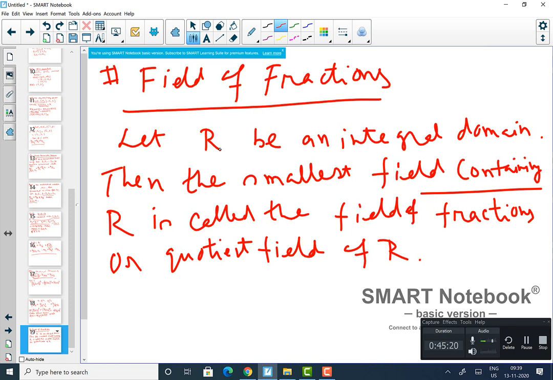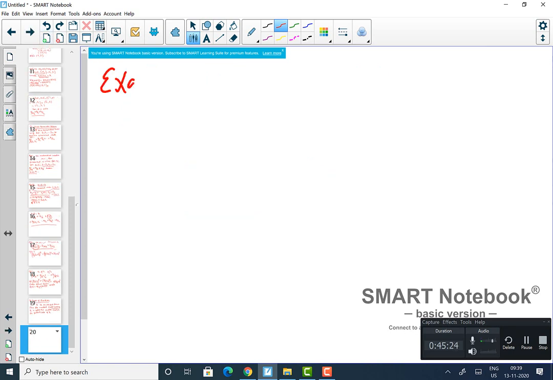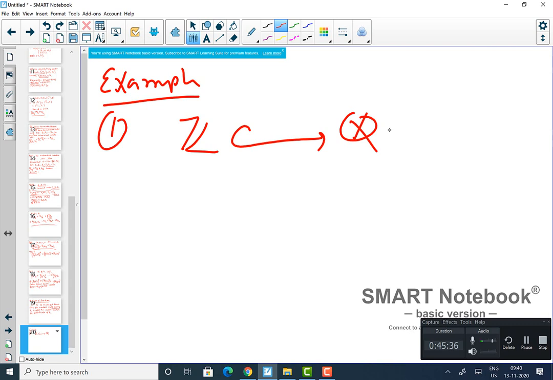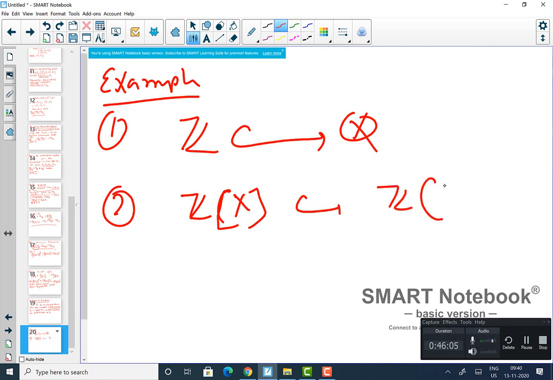Okay, so for example, if you take the ring of integers, which is an integral domain, you see that the smallest field where it's sitting is nothing but the rational numbers Q. This is the smallest field. And similarly, if you start with, say, a polynomial ring, there is something called rational functions, the field of rational functions. This is square bracket and this is round bracket, the field of rational functions over integers. Okay, so these are the examples.